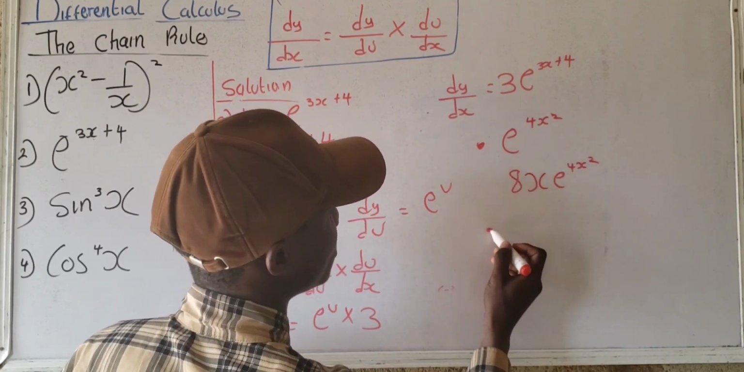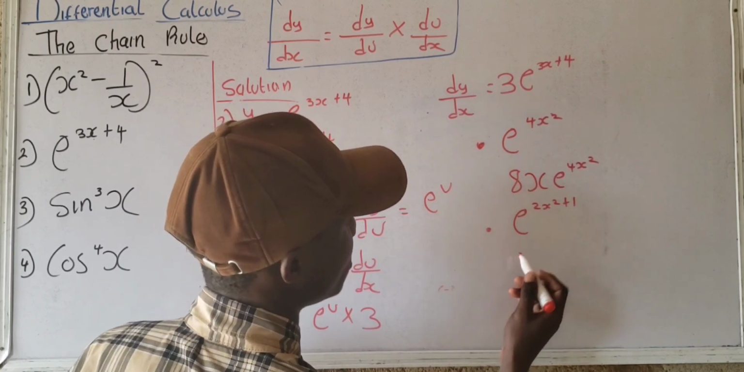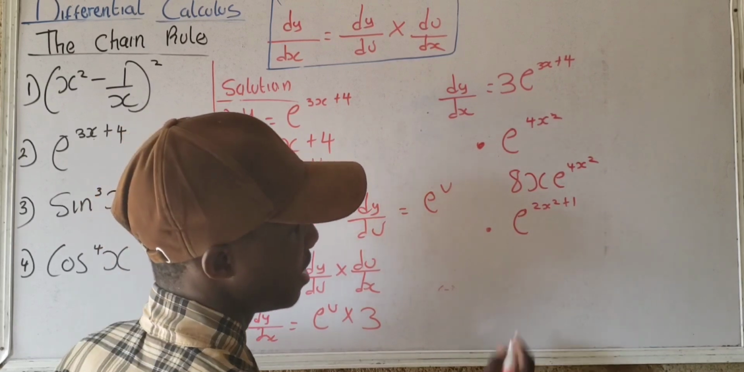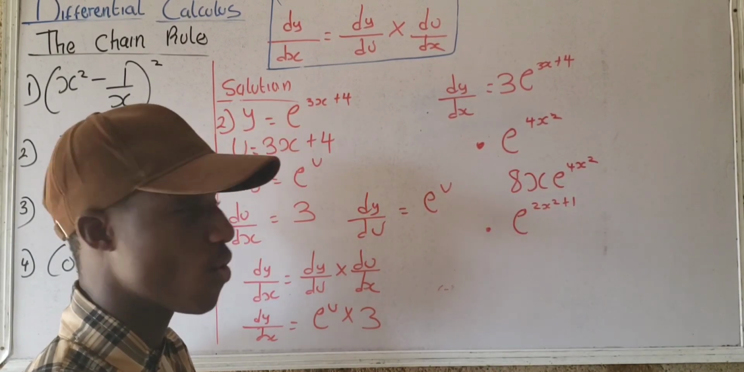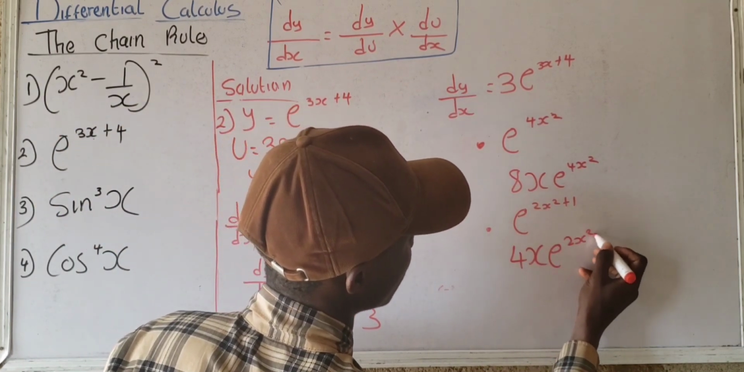If you are asked to differentiate e raised to the power of 2x squared plus 1, the derivative will be, just differentiate this function and multiply it by the function. Just differentiate 2x squared plus 1. The derivative of 2x squared plus 1 will be 4x. So that will be 4x e raised to the power of 2x squared plus 1.